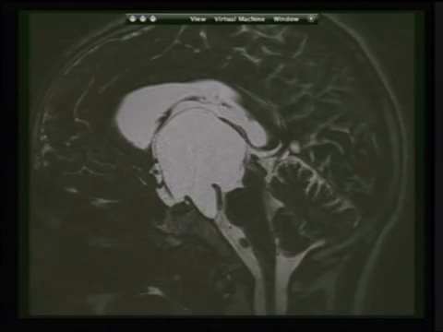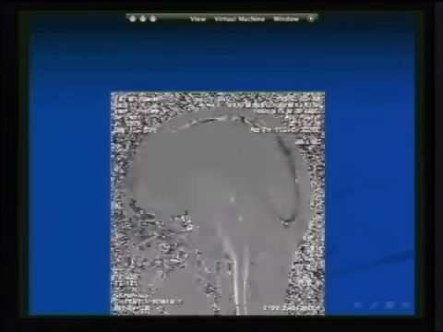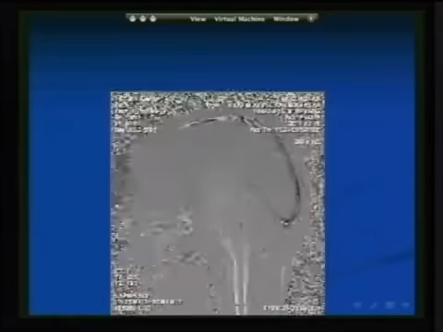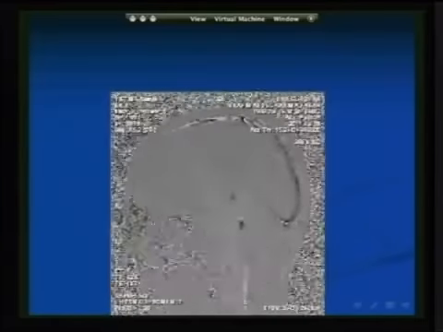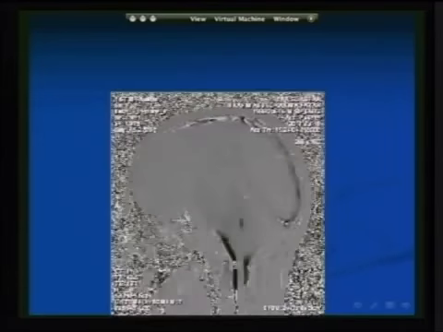Does it need an operative interference, yes or no? We can see here that it is not communicated at all with the basal cisterns. The patient has been operated and improved.